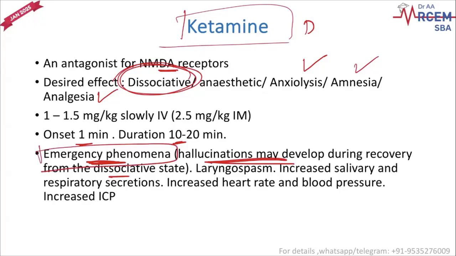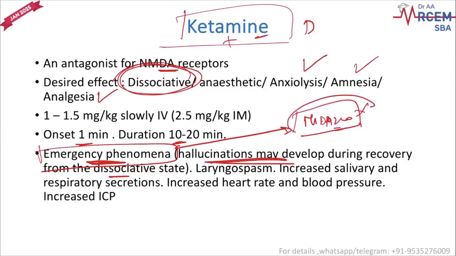This emergence phenomena can be eliminated by giving benzodiazepine drugs like midazolam. A low dose of midazolam combined with ketamine, this effect will go off. The literature has not mentioned it. Literature in the sense, if you see Tintinalli or Oxford Handbook of Emergency Medicine or Rosen's, they have not yet incorporated it. But off-label in the emergency department, they have started using it. So in the exam, do not comment on midazolam addition to ketamine. I'm expecting in the next couple of years it will be in all the books and it will be tested in the exam. This is for your practical purpose.